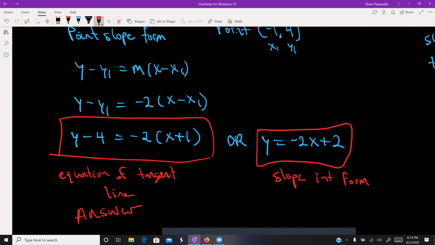All right, and that's where I'll stop for this. This is the end of section 2.1.